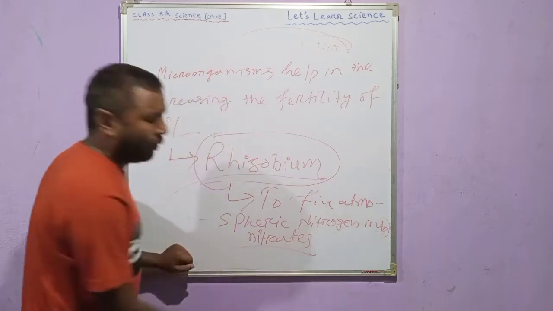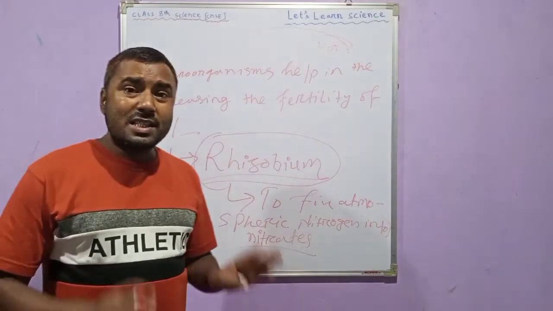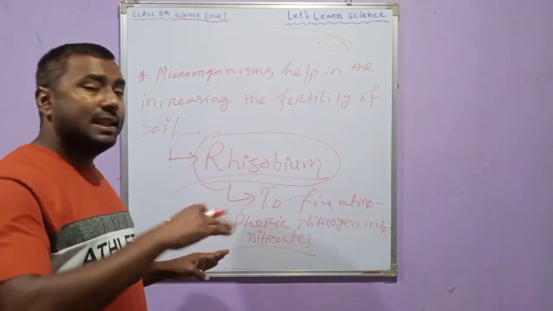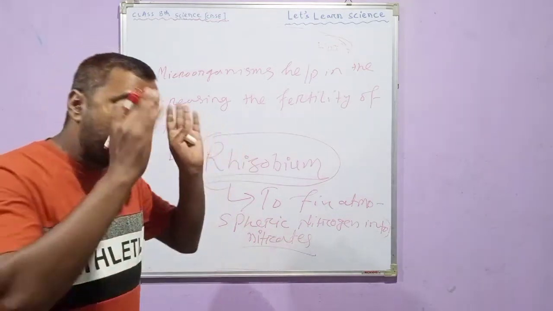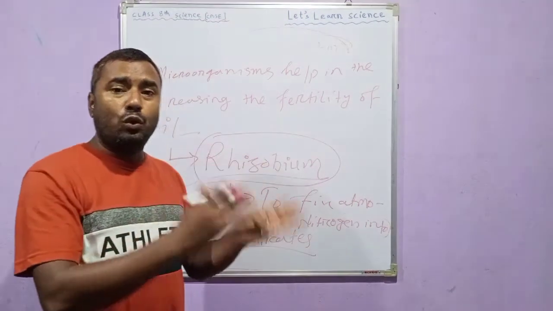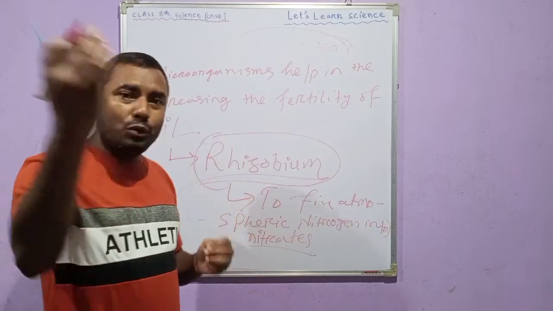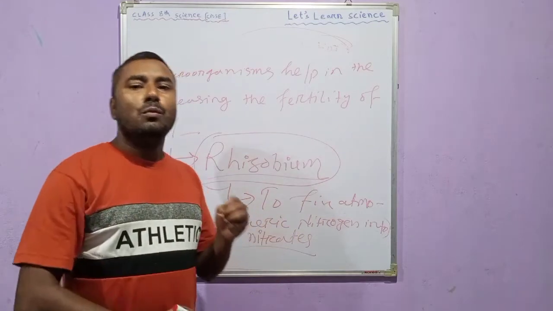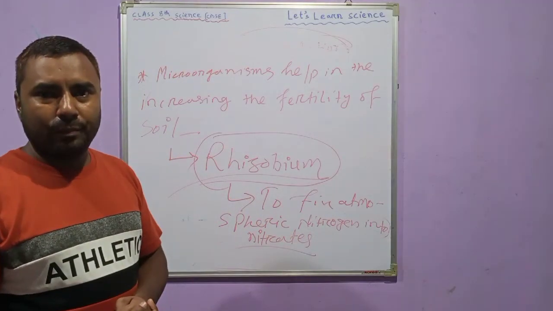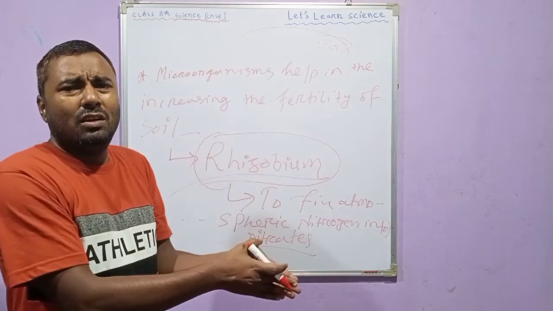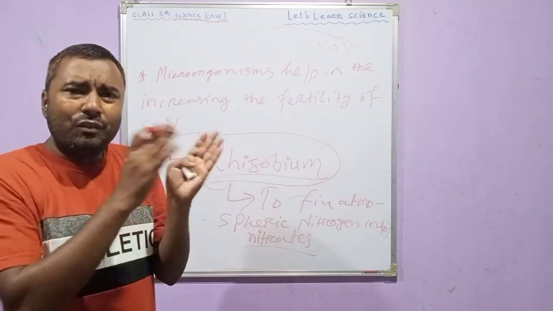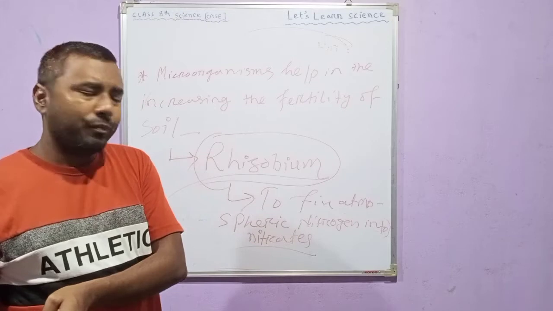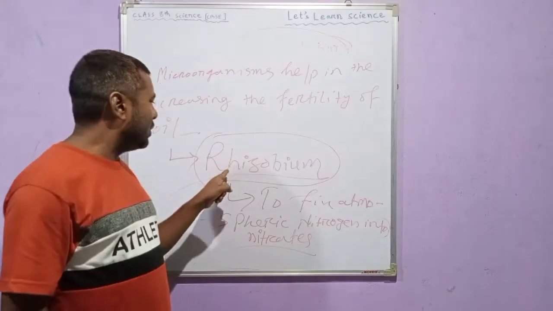Although 78% of nitrogen is there in the atmosphere, unfortunately plants do not have the capacity to use that atmospheric nitrogen for their growth and development. They cannot use the free state of nitrogen gas for their various purposes in their body. So what happens there?